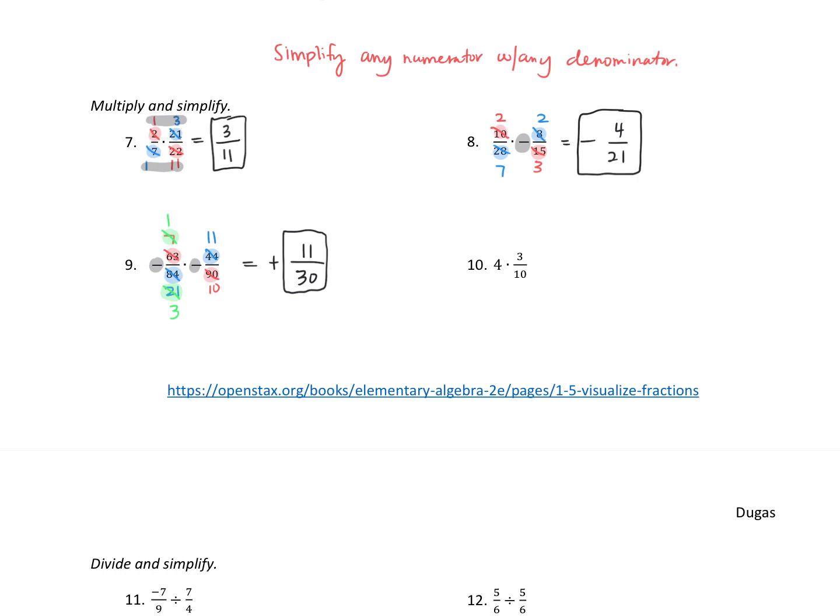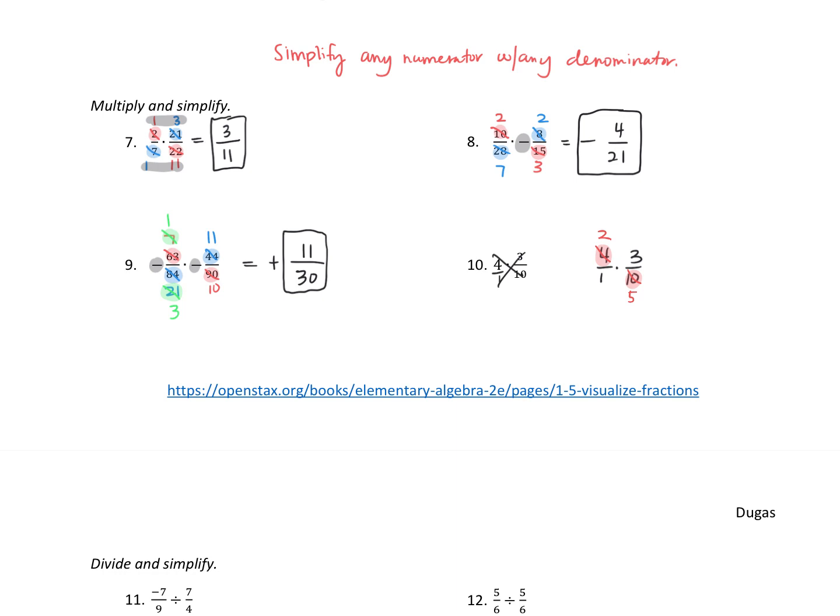Okay, number 10, we have 4 times 3 tenths. Anytime you have a whole number, you can write it over 1. So this is the same as 4 over 1 times 3 tenths. Okay, so now I can try to reduce. So I'm going to look at 4 and 10. Those are both evenly divisible by 2. So 4 divided by 2 is 2. 10 divided by 2 is 5.